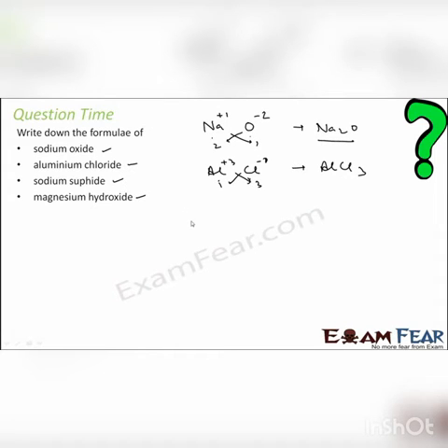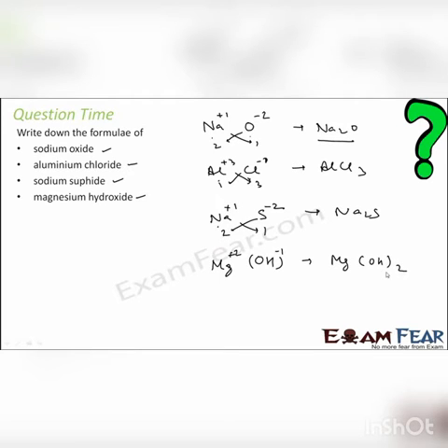Then we have sodium sulfide. We have sodium, we have sulfur, sodium with a plus 1 charge, sulfur with a minus 2. Sodium is metal, written first, sulfur is non-metal, written next. Let's do the charge balance. You get Na2S. Magnesium hydroxide. Magnesium is metal, hydroxide OH. Let's put the braces here only. Charge balance plus 2 minus 1. So what you get is Mg(OH)2. Pretty easy.